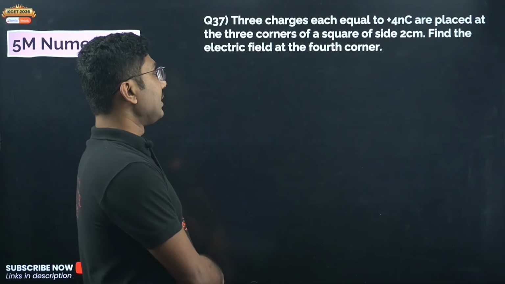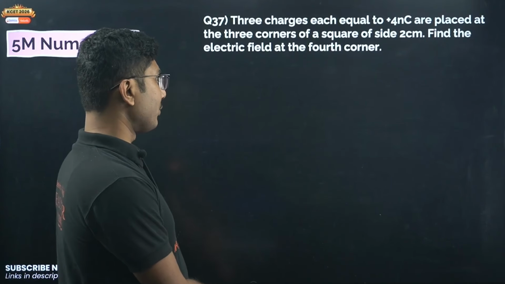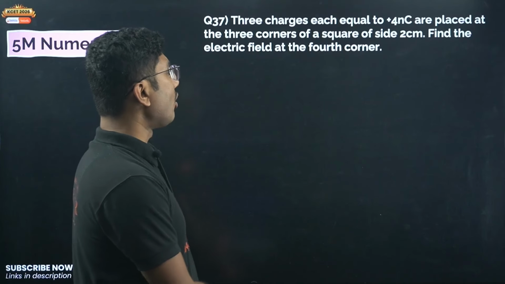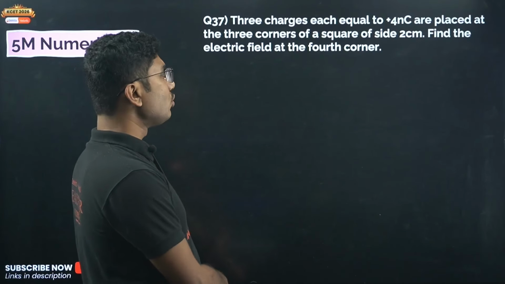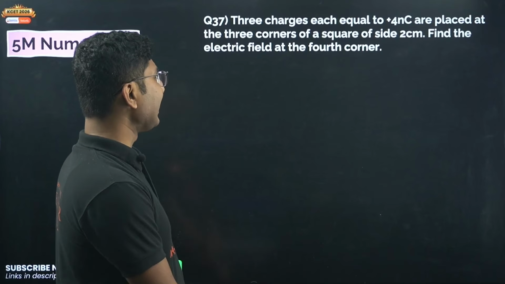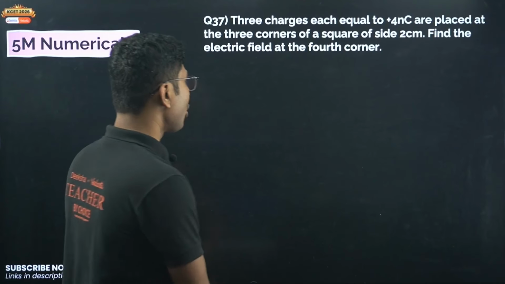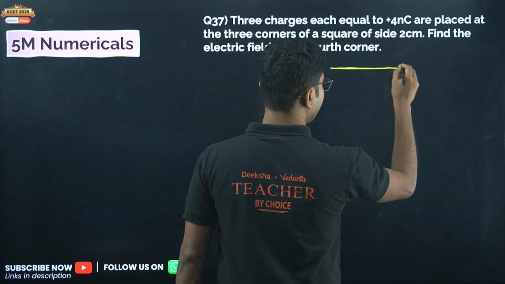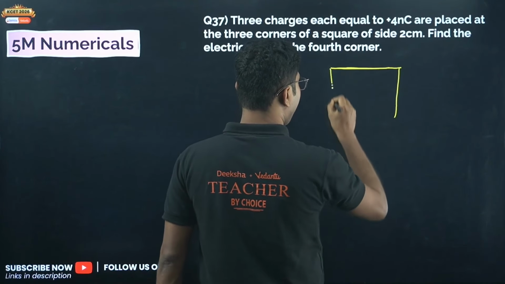Three charges, each equal to plus 4 nanocoulomb, are placed at 3 corners of a square of side 2 centimeter. Find the electric field at the 4th corner. A similar question came in your midterm paper. Okay, let's solve it.